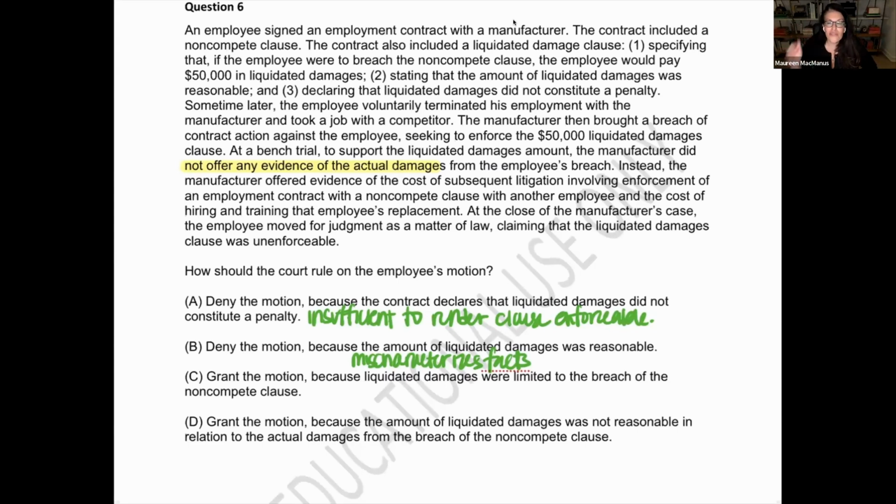And if you want some specific details on all the rules, you have answer explanations for all of these too. But generally speaking, the rule here is it's just a test for when liquidated damages are enforceable. When is a liquidated damages clause enforceable?